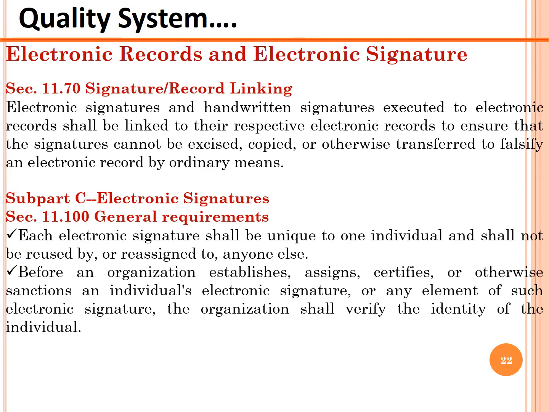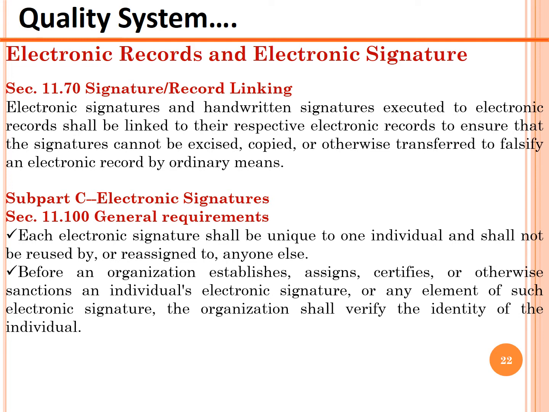Sec. 11.70 Signature, Record Linking. Electronic signatures and handwritten signatures executed to electronic records shall be linked to their respective electronic records to ensure that the signatures cannot be excised, copied, or otherwise transferred to falsify an electronic record by ordinary means. Subpart C. Electronic signatures.